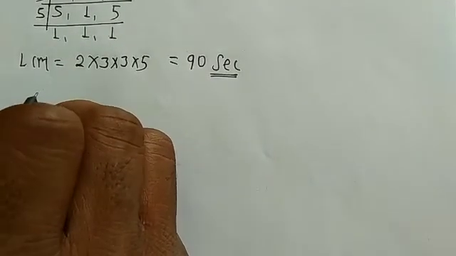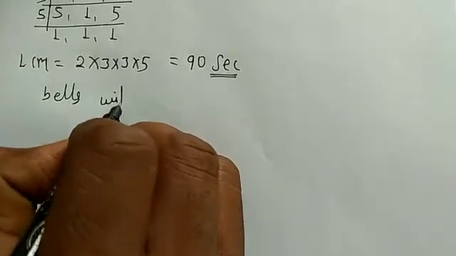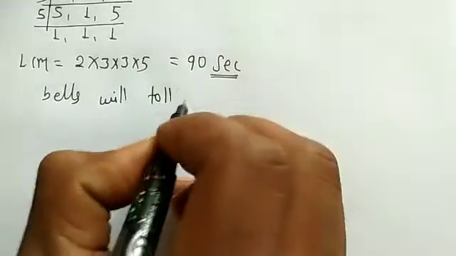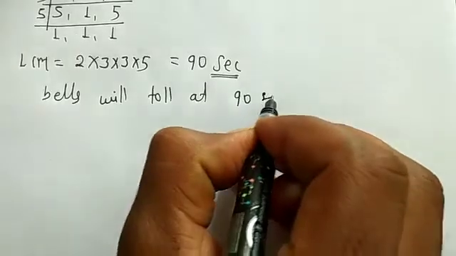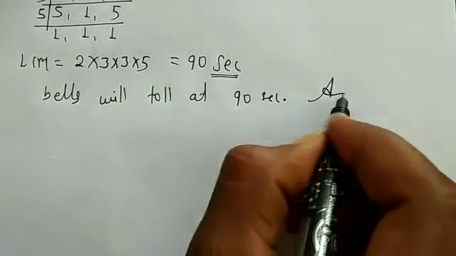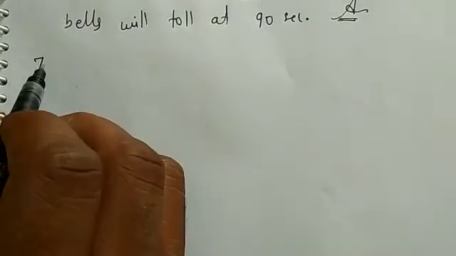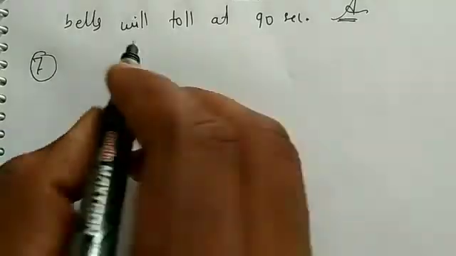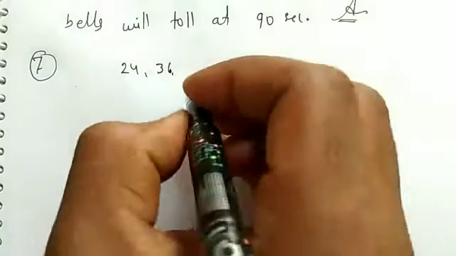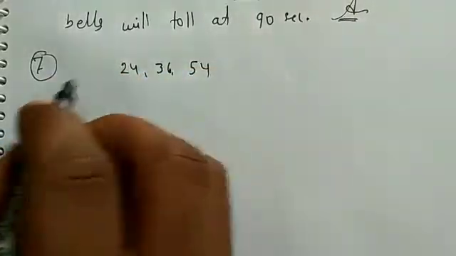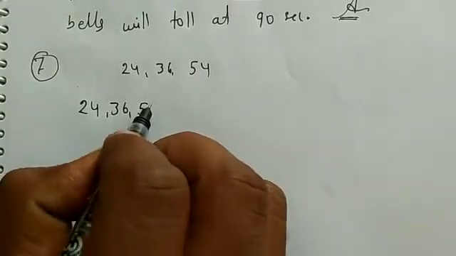Means the bells will toll together at 90 seconds. This will be the answer there. Similarly, in question number 7, the numbers given are 24, 36 and 54. First of all, find out the LCM of 24, 36 and 54.